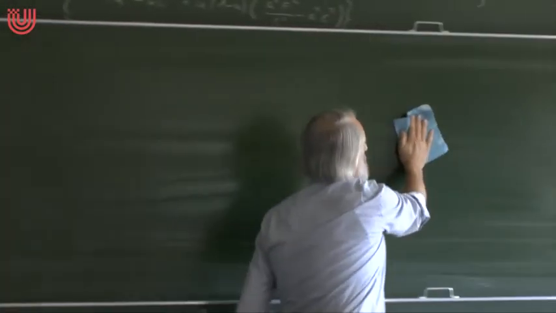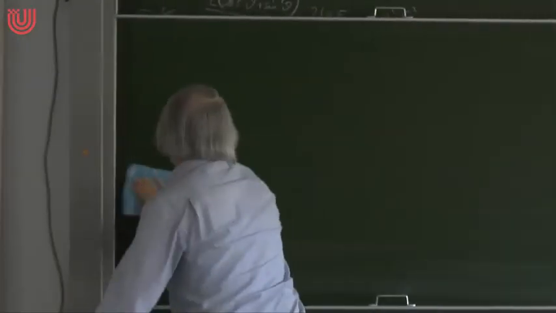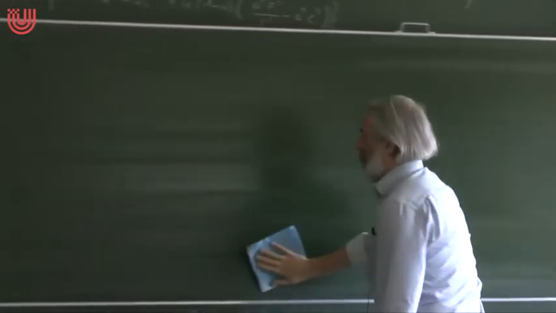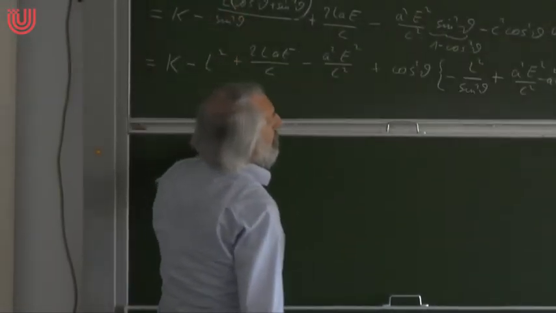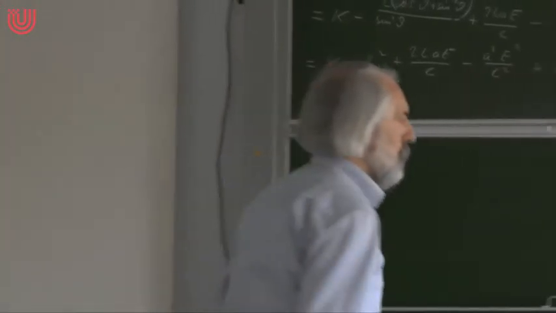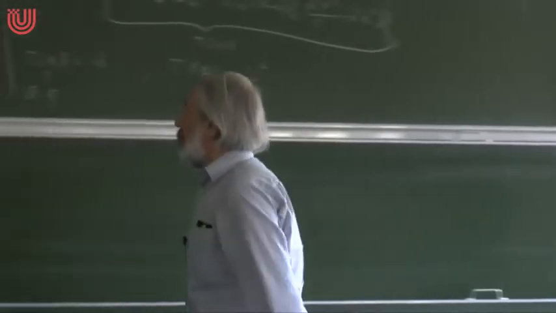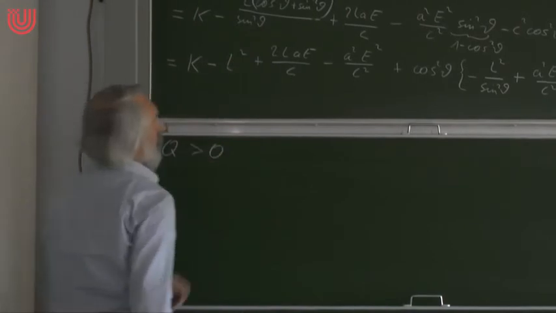So we will now discuss the three cases: Q bigger than 0, equal to 0, or smaller than 0. Okay. So let's assume Q is bigger than 0.